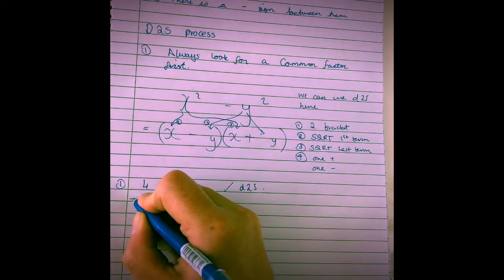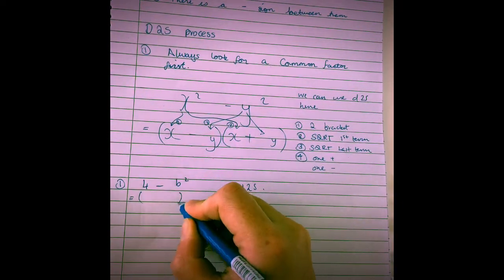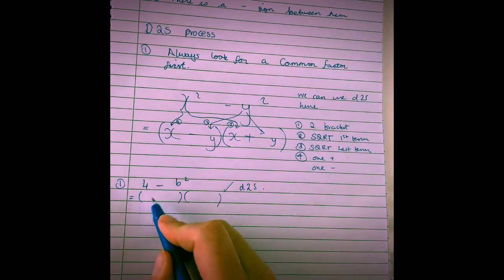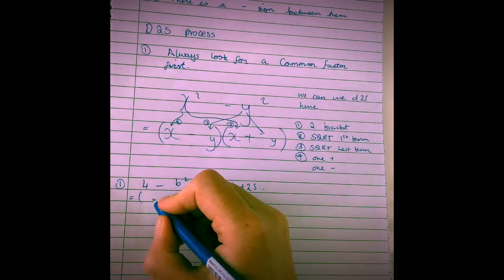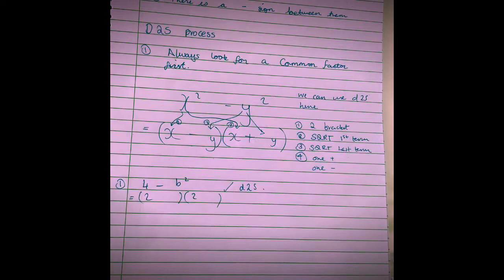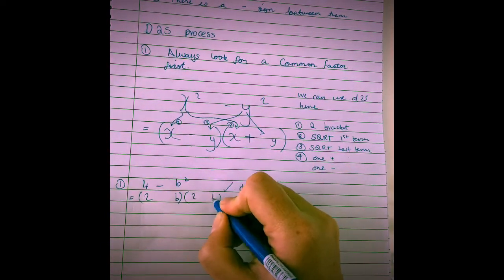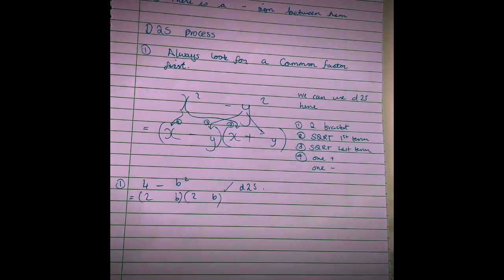Okay, so the first thing we're going to do is open those two sets of brackets. We're going to square root the first term and it goes in the first position. Square root of 4 is 2. Square root of b squared is b. And our last thing is to have 1 plus and 1 minus. There we are, completed. There's nothing more that we can do with that example.